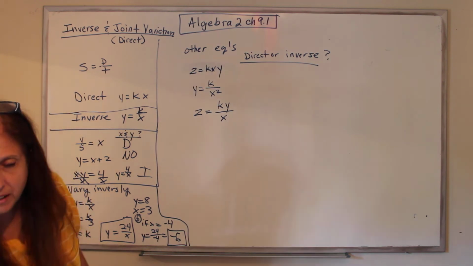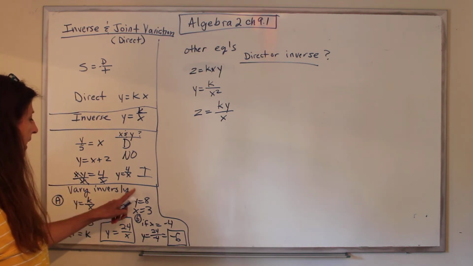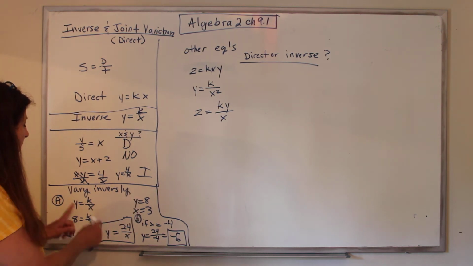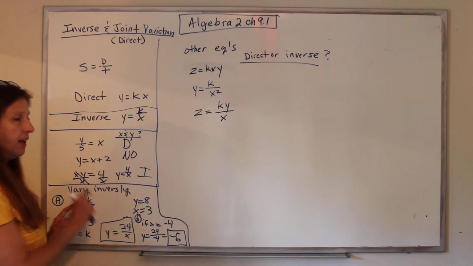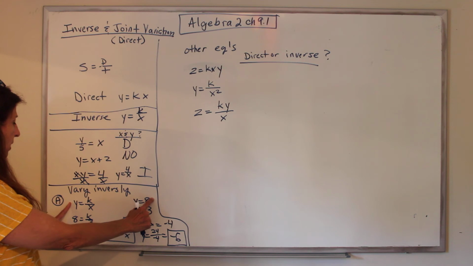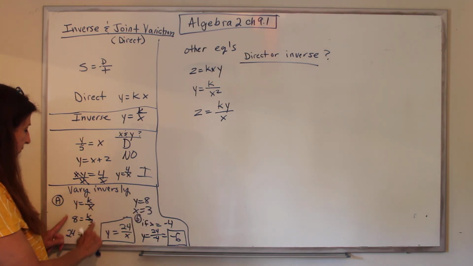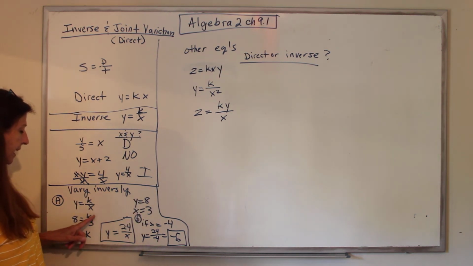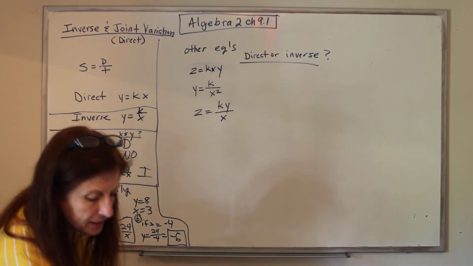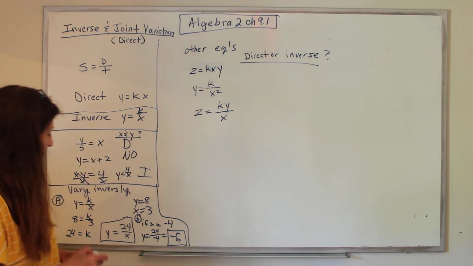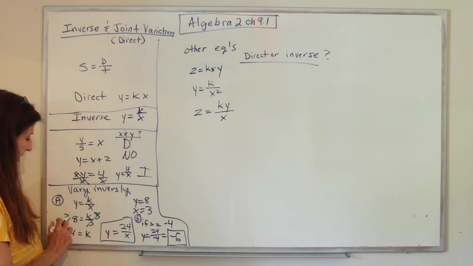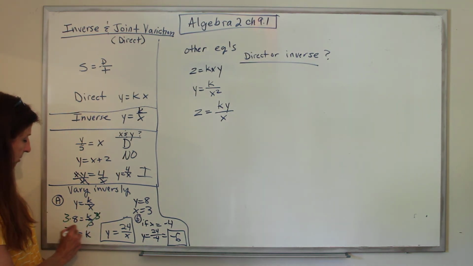This is how they normally give you the problem. They will tell you x and y vary either inversely, directly, or jointly. They'll use one of those words so you know which formula to write down. Then you substitute in 8 for y and 3 for x. Now we're going to solve for k, but y is k divided by 3. So what's the opposite? Multiply by 3. What we do to one side, we do to the other. So 3 times 8 is 24, k equals 24.